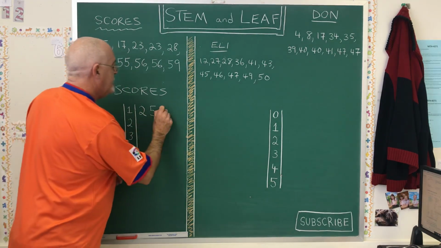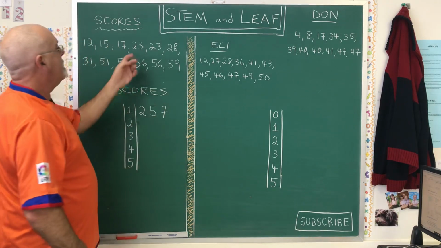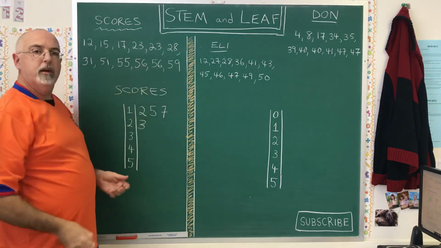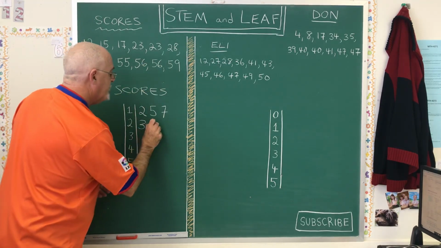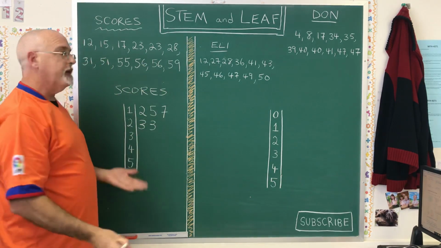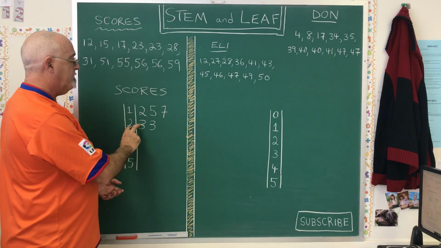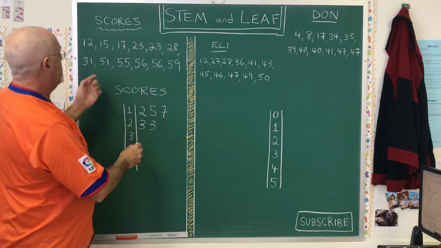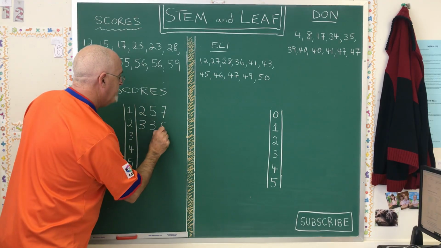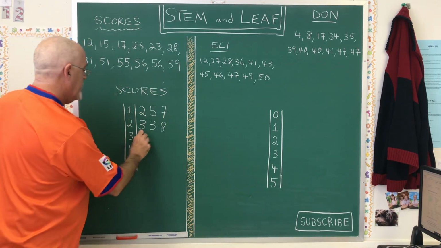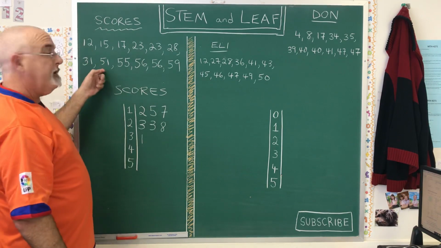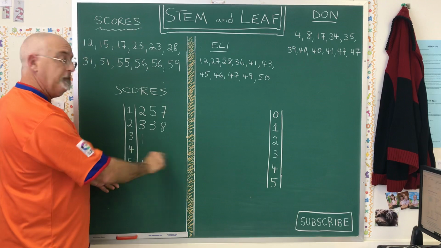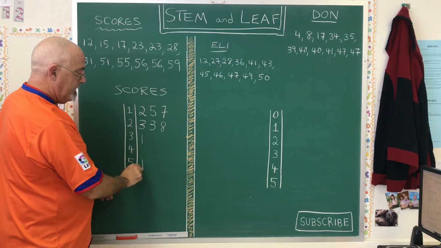I keep reusing the number in between the bars as the first digit. And I have a 17, so I put a 7. Now I have a 23, I put it here, but I have a second 23. What do I do? I put another 3 here, and the person reading the table can see, okay, there's a 23, and there's another 23. So we can deal with that. 28 is the next value, and then 31, and then 51.